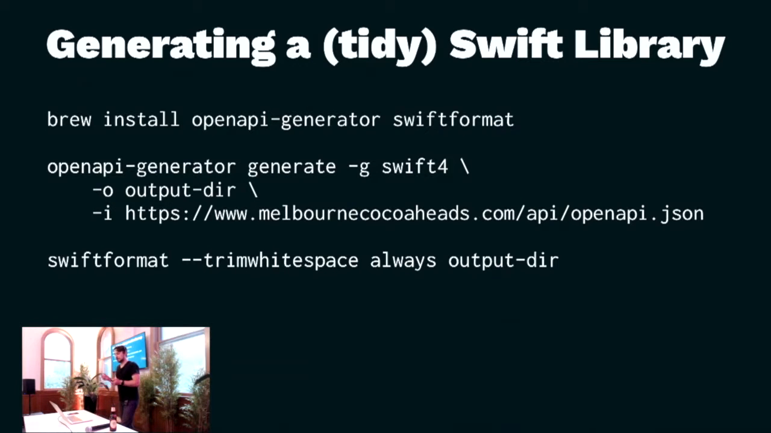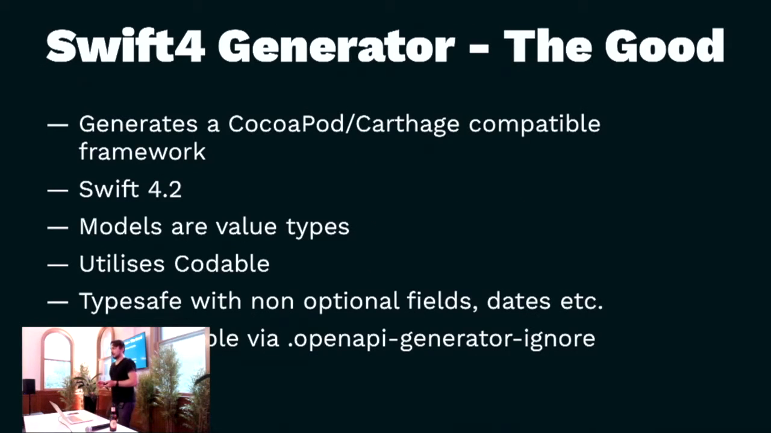Now what's really interesting is what it does, and compared to 12 months ago, it's actually really, really good. It generates a CocoaPod, like Carthage compatible framework. So it just dumps everything into the folder you tell it. It's got a pod spec, a Carthage cart file, a couple of other dot files that you can play with. Since Swift 4.2, the models are value types. That wasn't the case last year. It utilizes Codable. That wasn't the case last year.